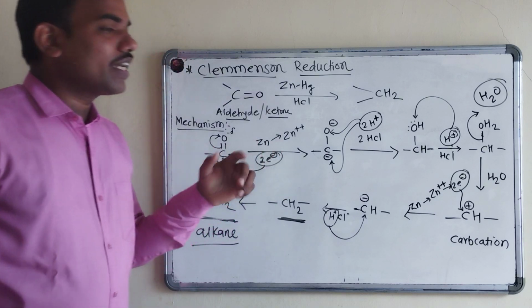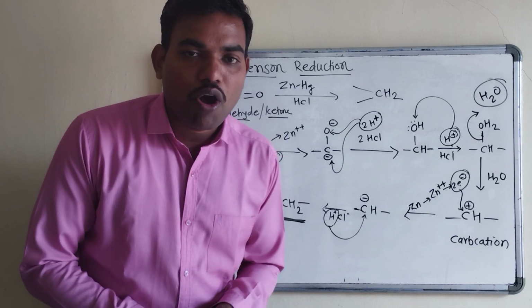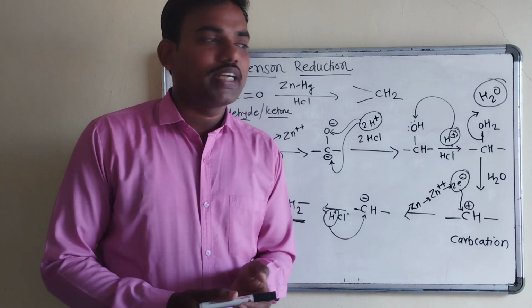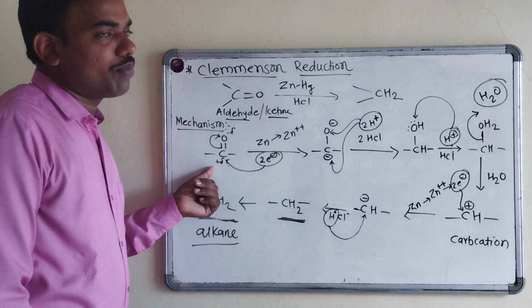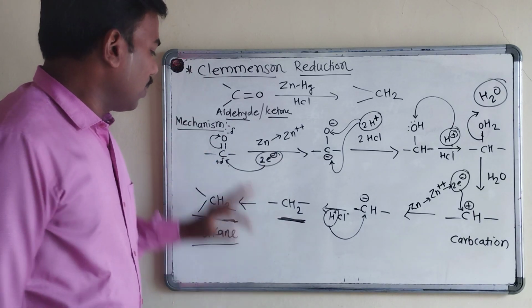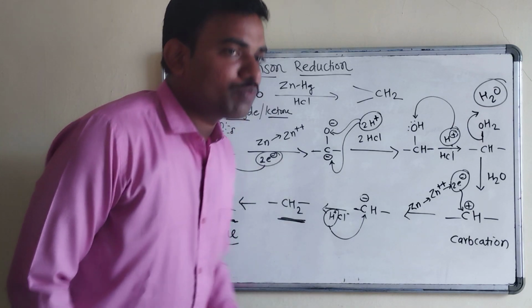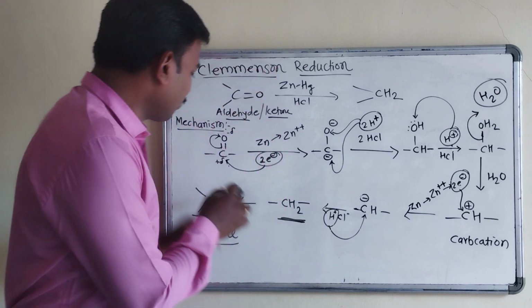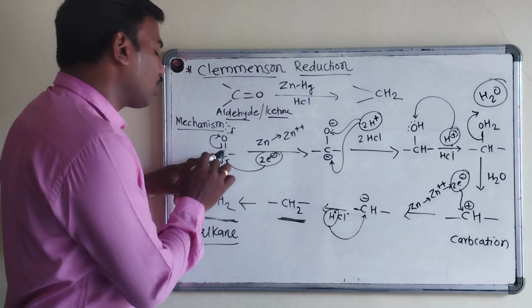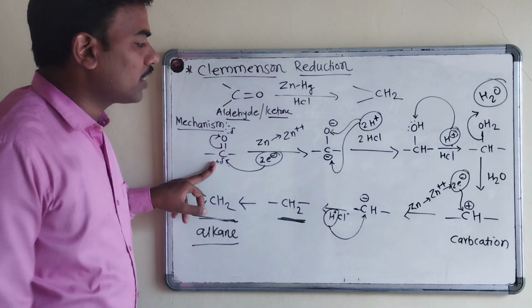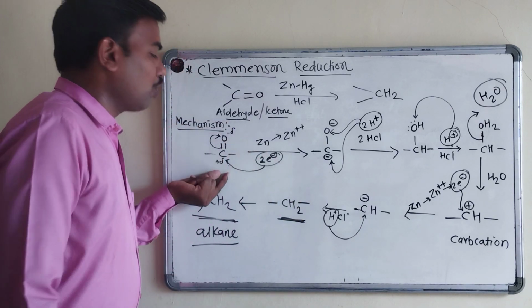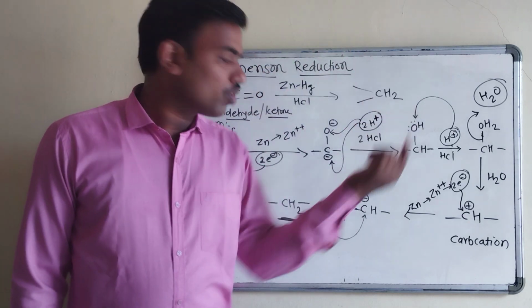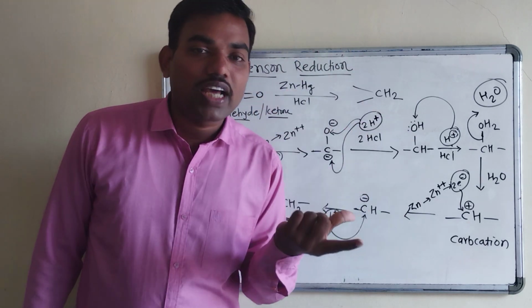Then zinc is dissociated in the form of Zn++. That is, 2 electrons are shifted towards this carbon. Generally the carbon possesses positive charge. If one electron goes there, positive charge would come on it, but here 2 electrons are coming, so its positive charge is gone and a negative charge comes on it.